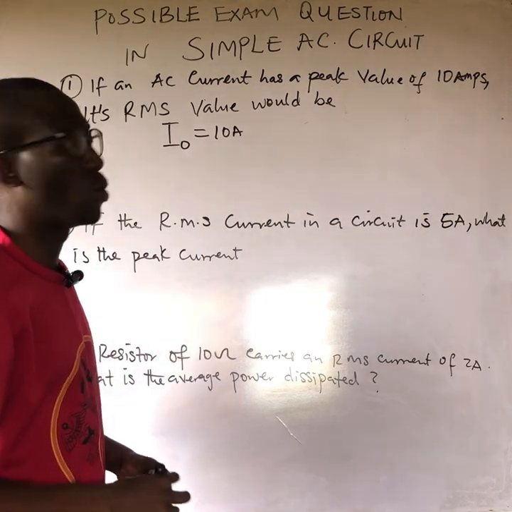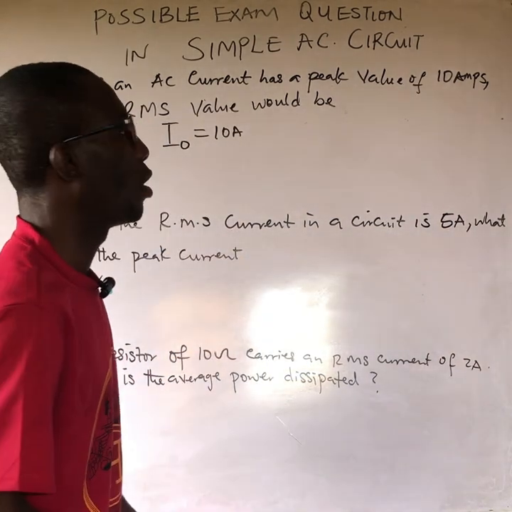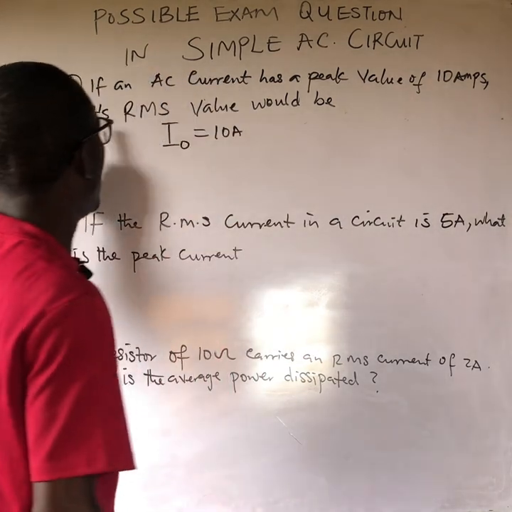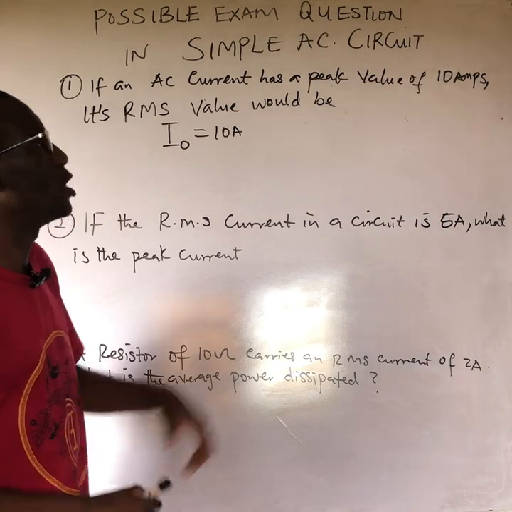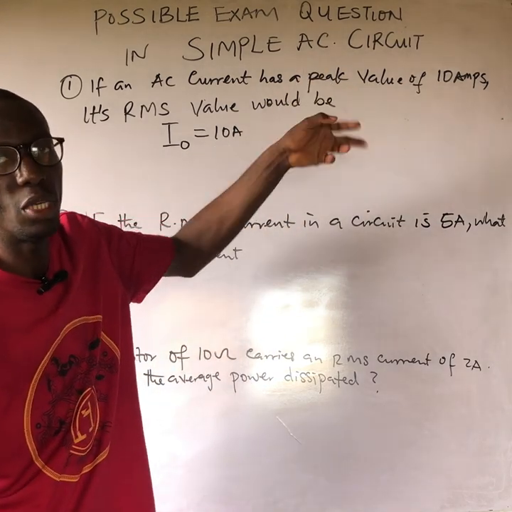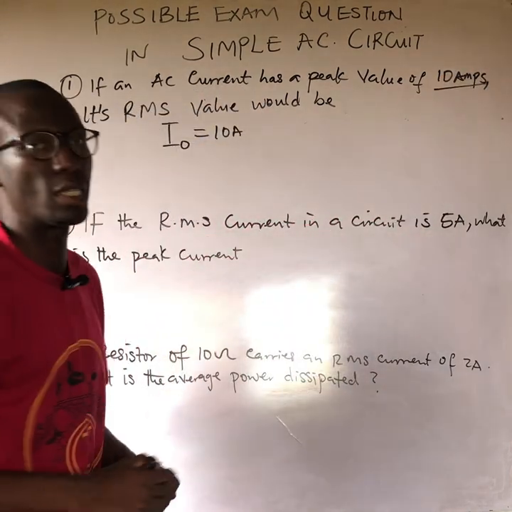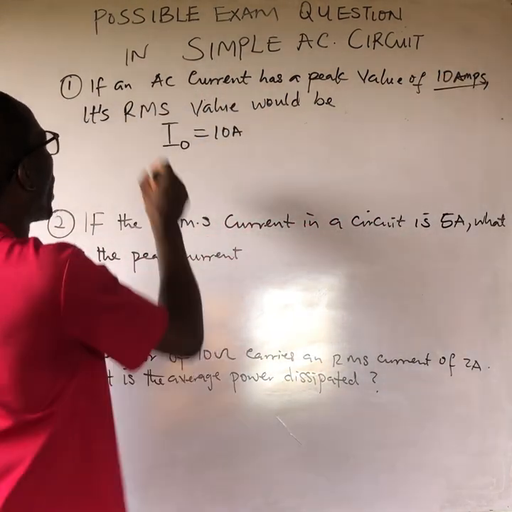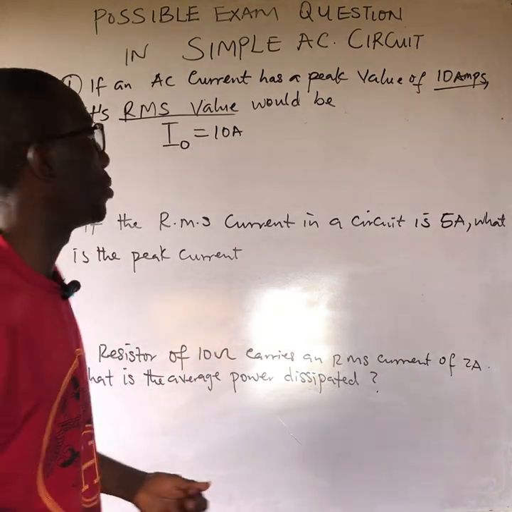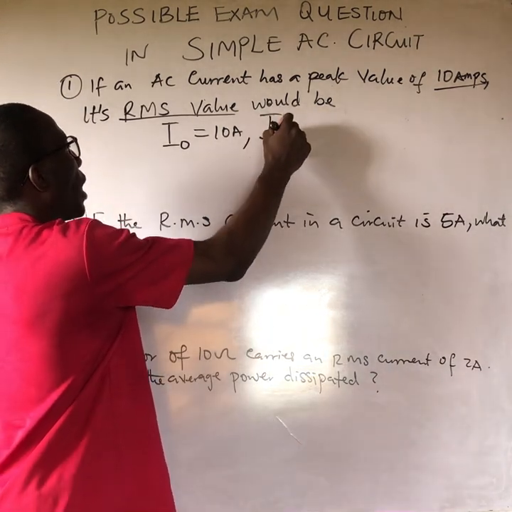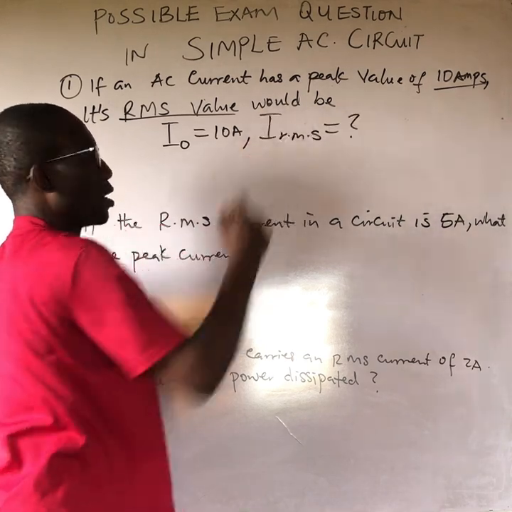The question said, if an AC current has a peak value of 10 amps, its root mean square value would be. So what we have to do first is to write down the value of the peak current, which is 10 amp. Then we are asked to find the root mean square value, so we put down that our root mean square value for the current is what we are looking for.